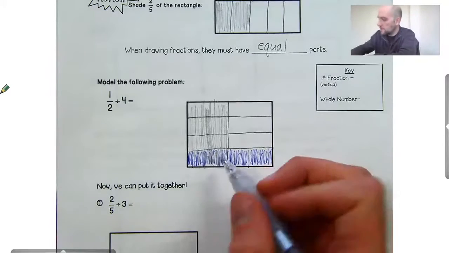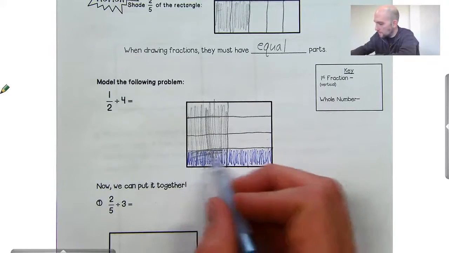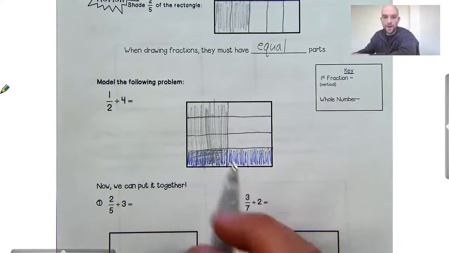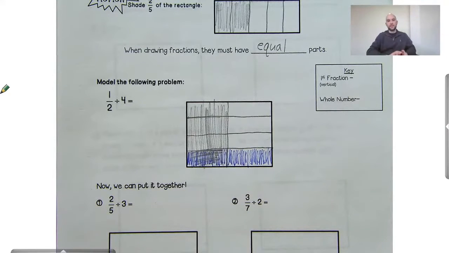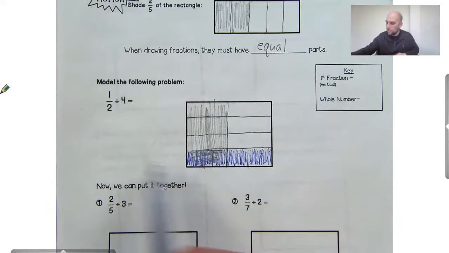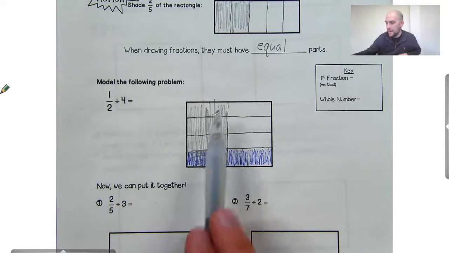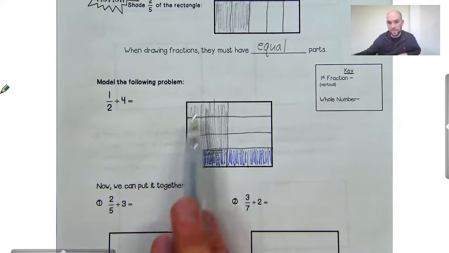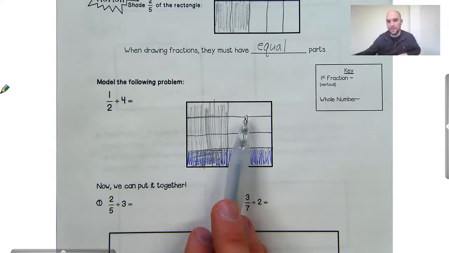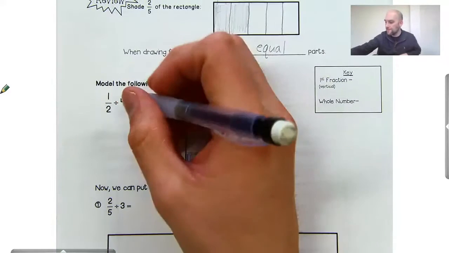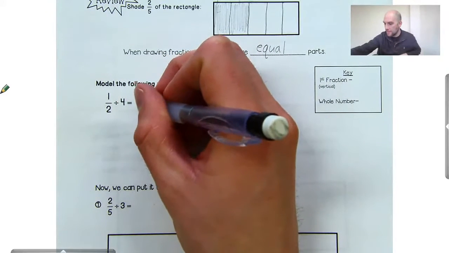And just like we did with our models for multiplication, where my 2 colors intersect, that is where my answer is going to lie. So I have 1/2 divided by 4. Well, I have one little piece here where both of them are shaded, and I have 8 total pieces. So I have 1/8. So 1/2 divided by 4 is 1/8.